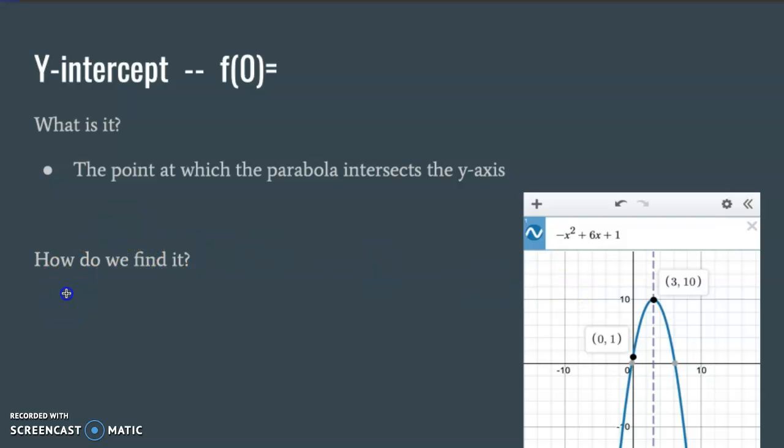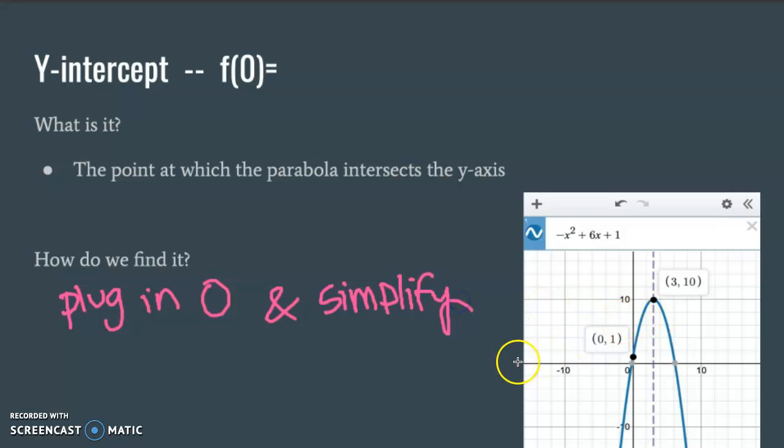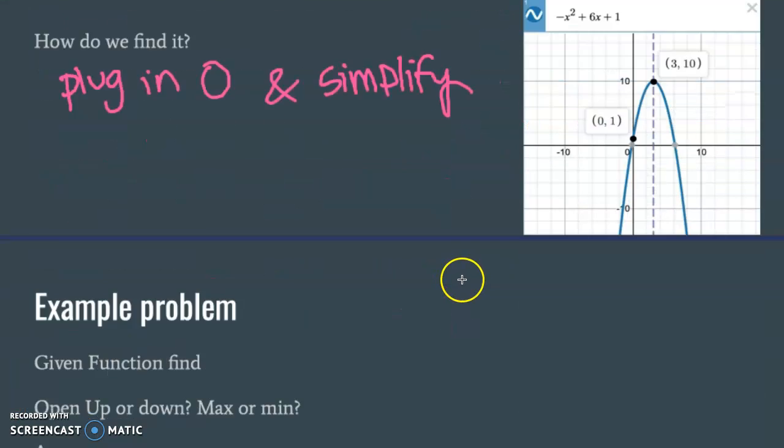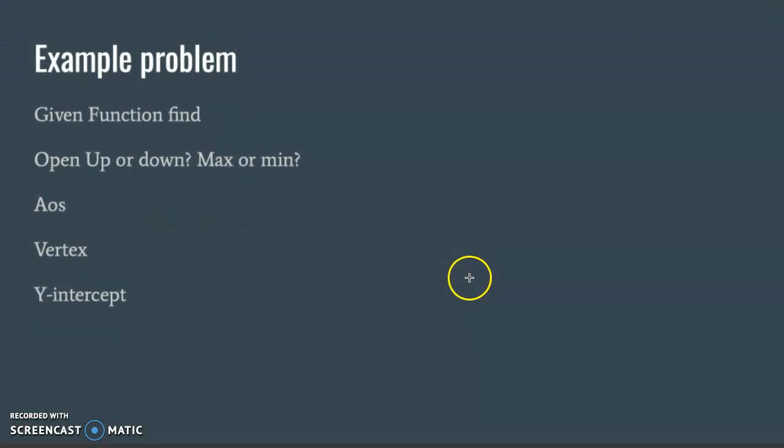So I'm just going to write plug in 0 and simplify. Let's see what happens here. I like plugging in 0 because everything just kind of disappears and you're just left with that C term. So another thing you can think of is the C term is going to help you find your y-intercept as well. All right. Now let's put it all together.